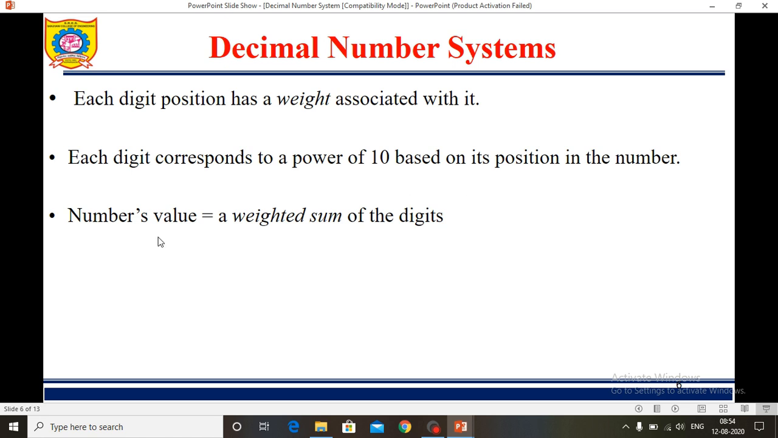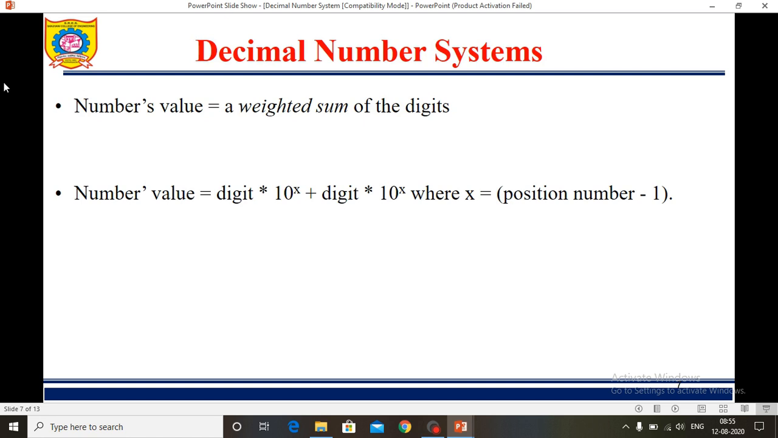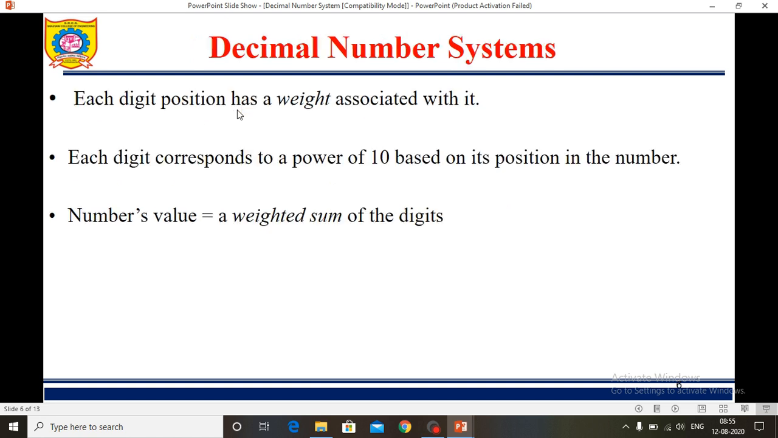Now, how is the number's value computed? A number's value equals a weighted sum of the digits. What is a weighted sum? We are going to see that. A number's value is the sum of the weights of each and every individual digit within the number. This is a small example representing this concept: a number's value equals a weighted sum of the digits within the number.